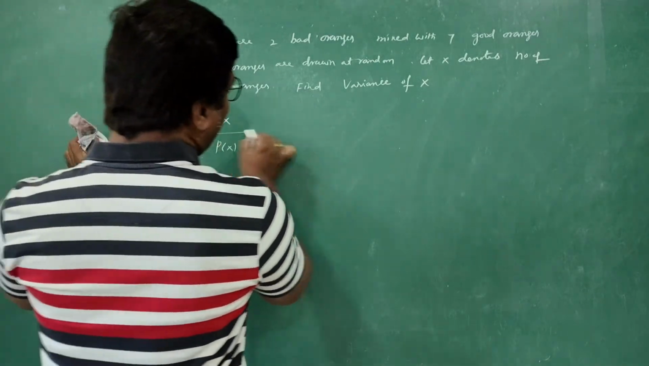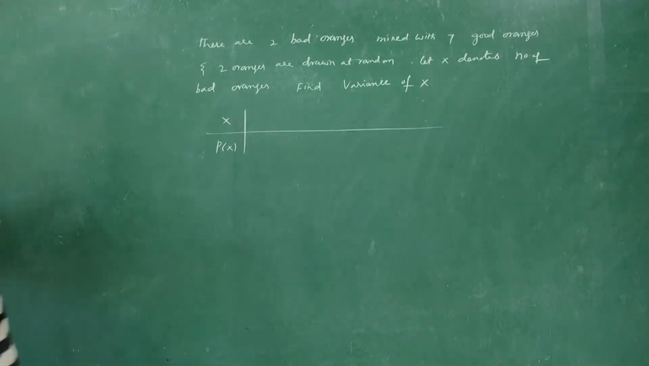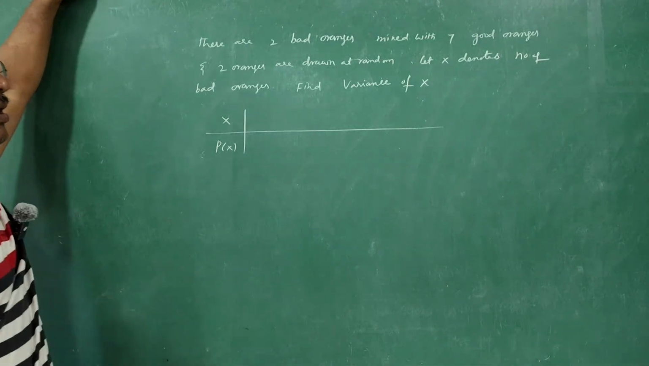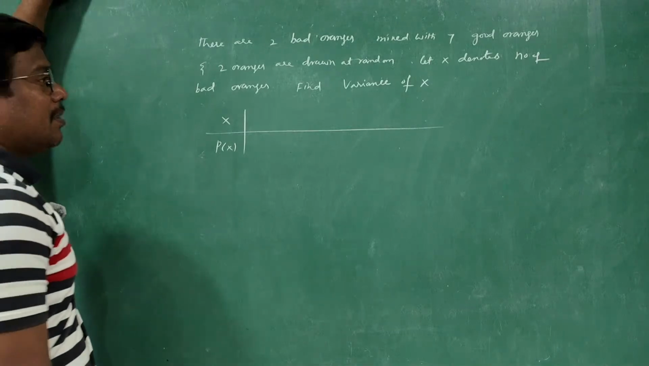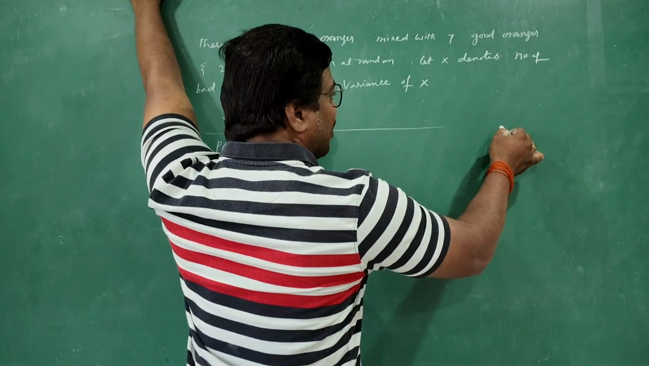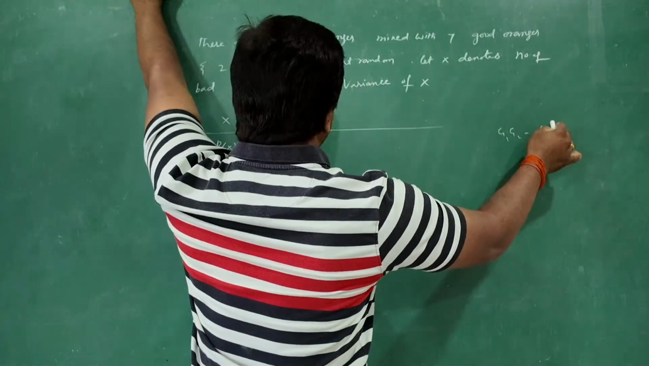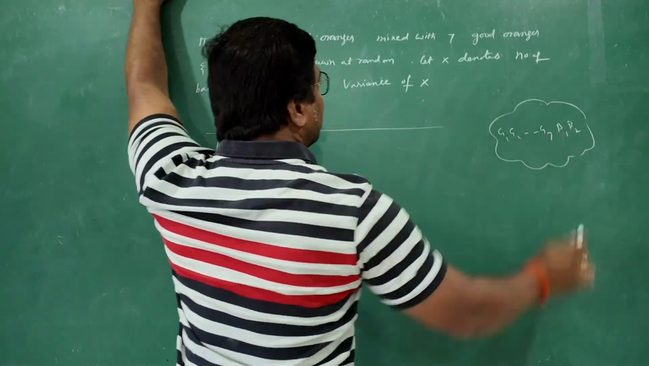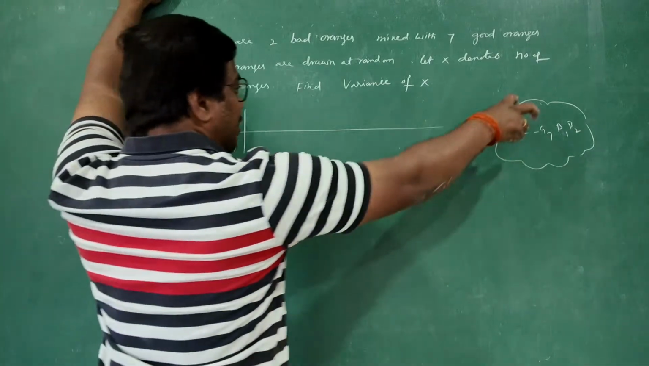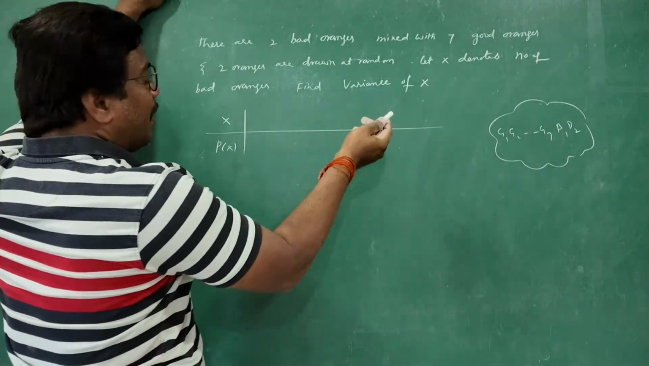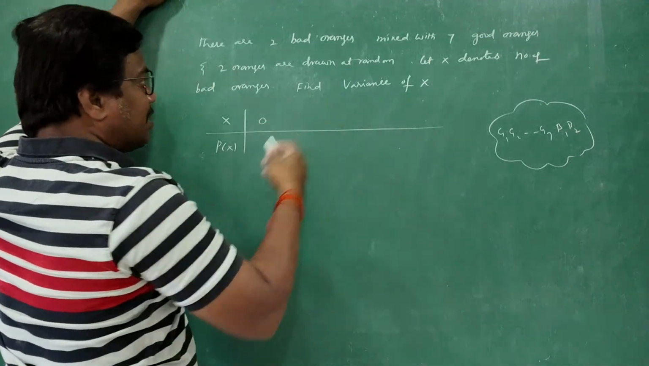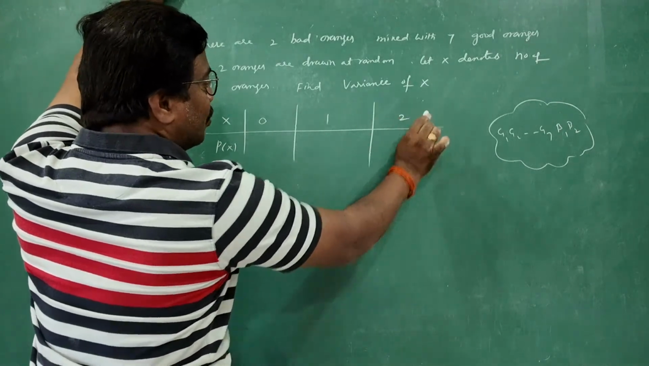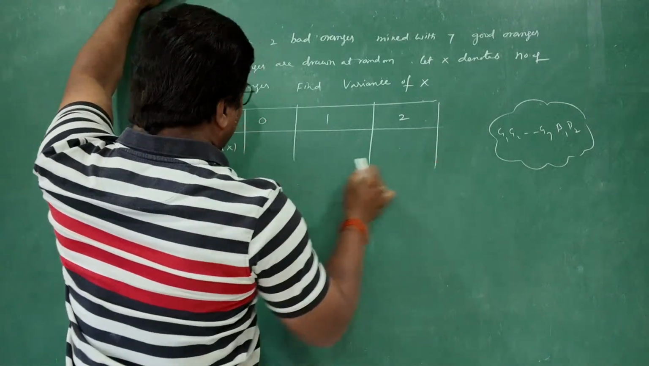X and P of X I am going to tabulate. There are 2 bad oranges mixed with 7 good oranges, and you have to draw 2 oranges among all, and X denotes number of bad oranges. So within the 7 good oranges, mixed 2 bad oranges, bad 1, bad 2, right? So randomly if you choose 2 oranges, you may not get 2 bad oranges. So there is a chance to get 0 bad oranges, only 1 bad orange, and 2, the selected 2 are bad oranges, right?